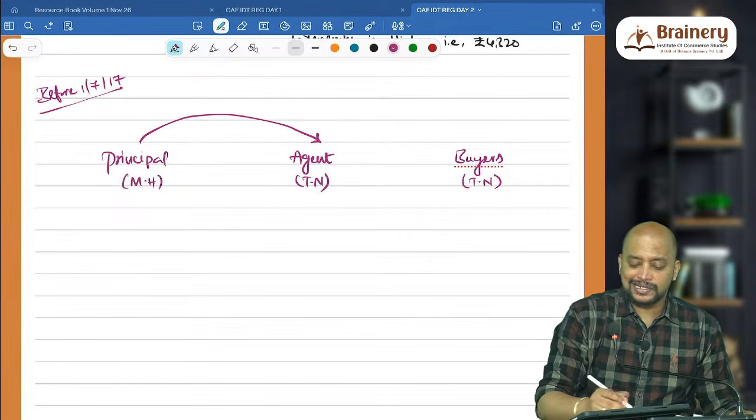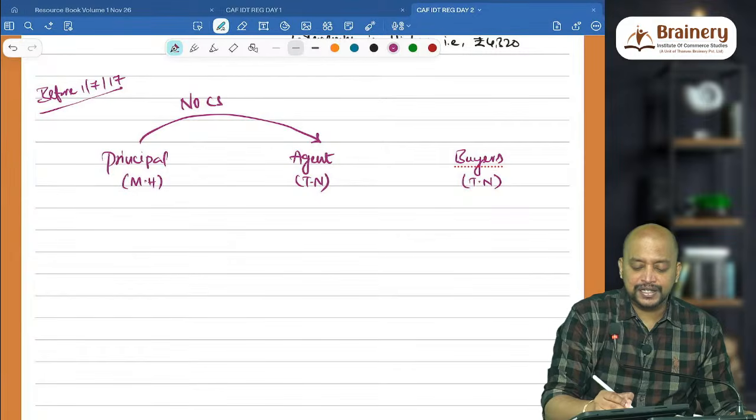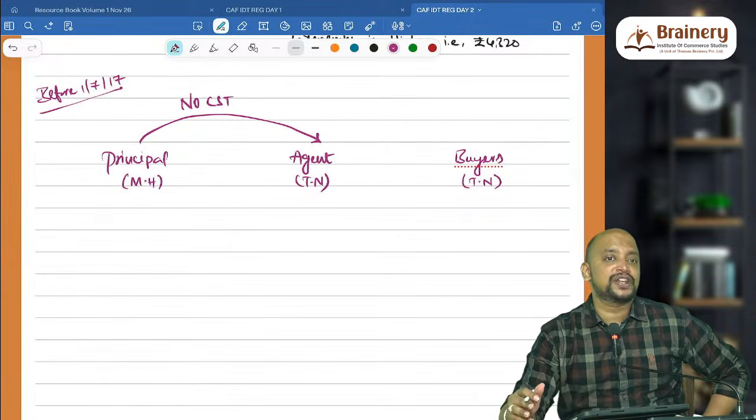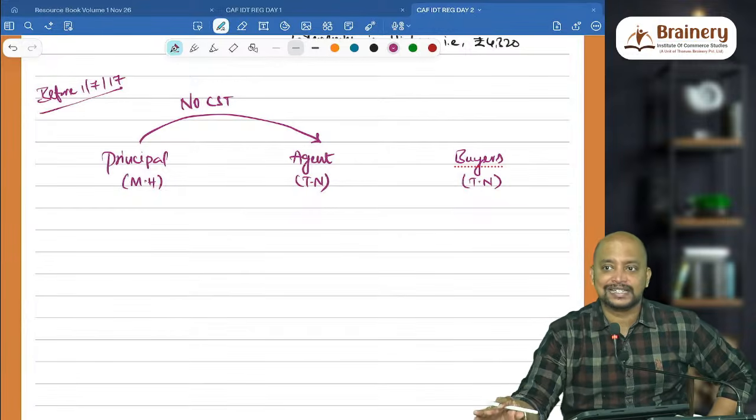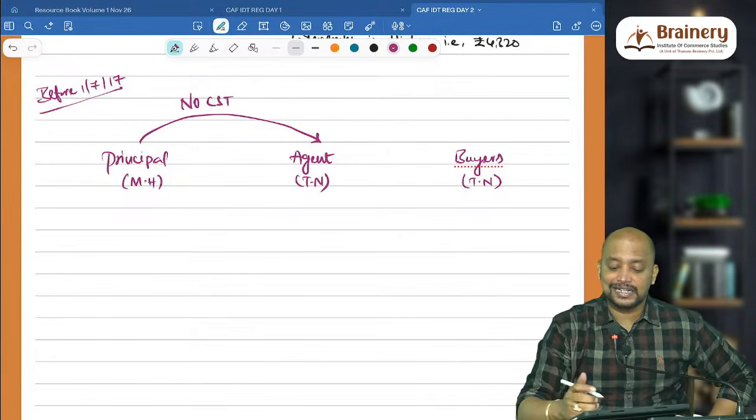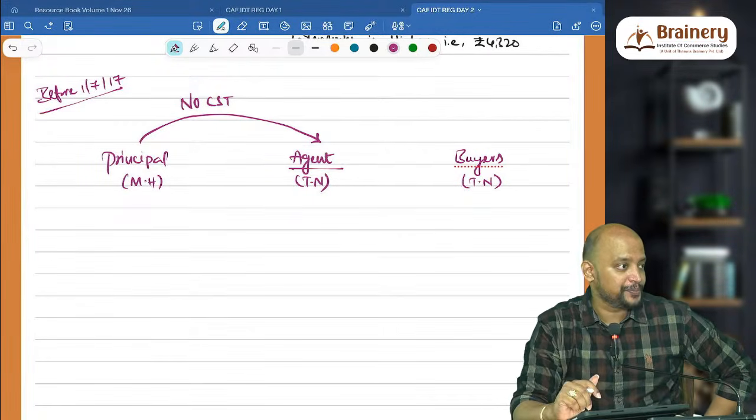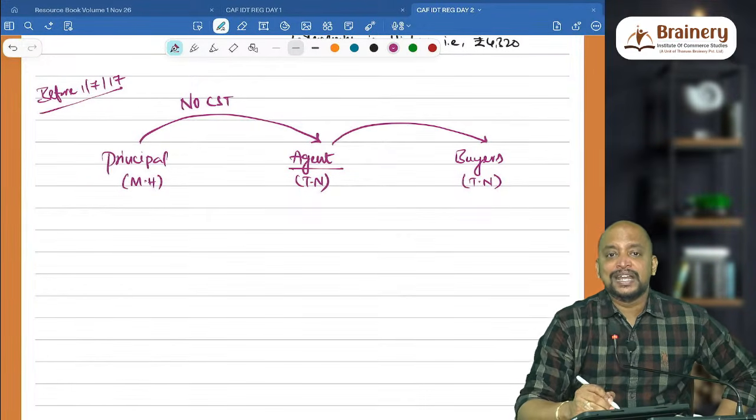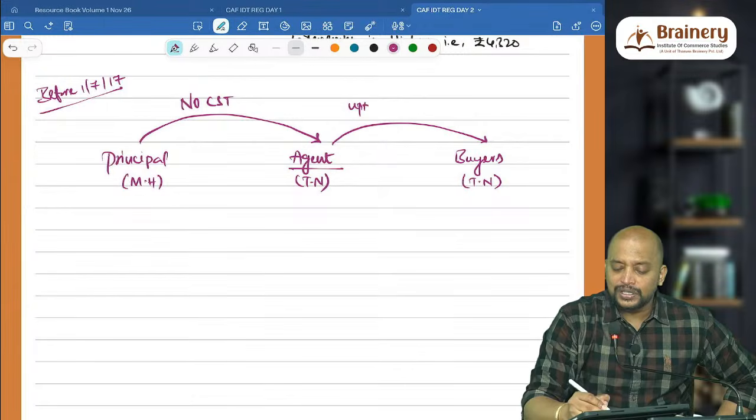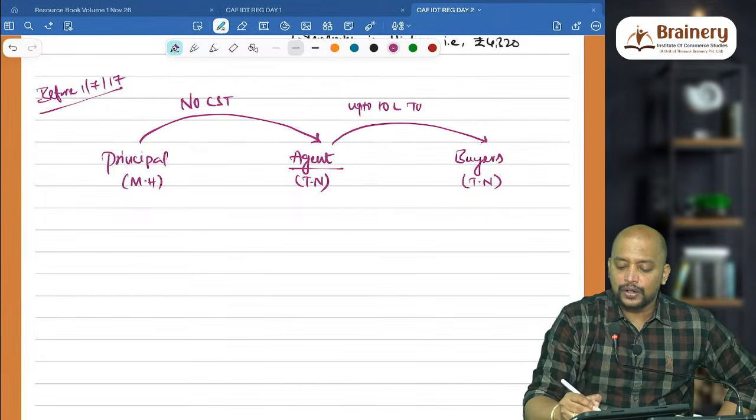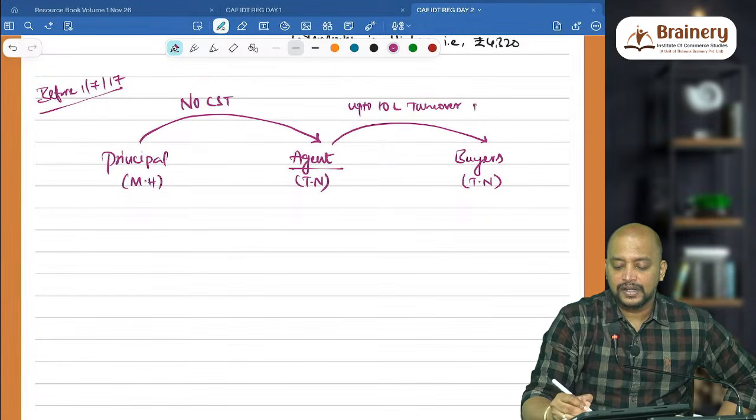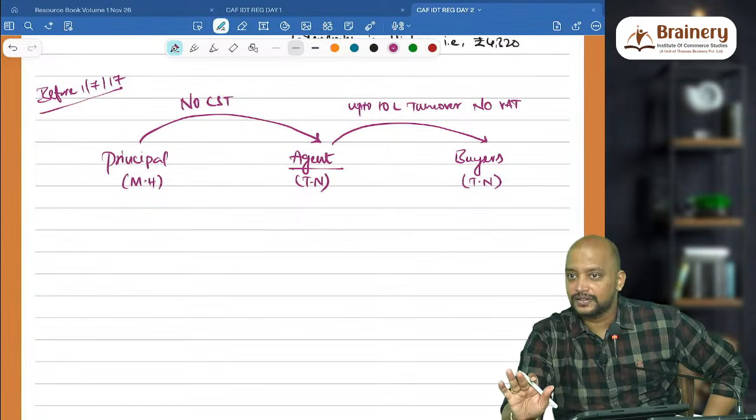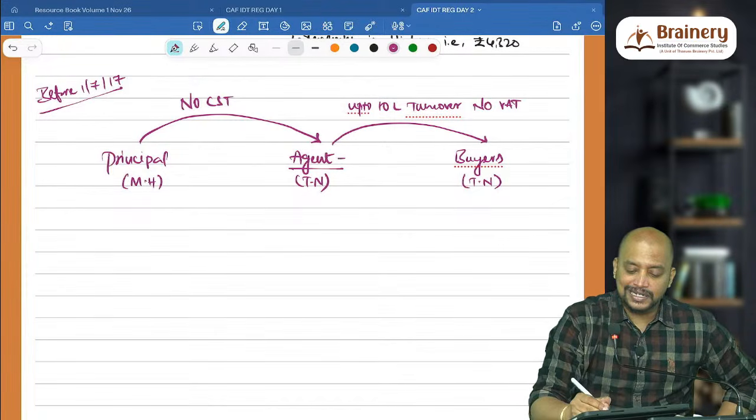Principal to agent, no CST, because principal-agent transactions, stock transfers, and branch transfers were not subject to Central Sales Tax. To avoid that Central Sales Tax, they created the agency model. Then again, an agent making a sale to the buyer up to 10 lakhs turnover, no VAT. Up to 10 lakhs turnover, there is no value added tax. Got it? Now agent number 1.